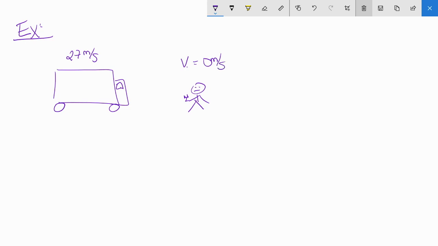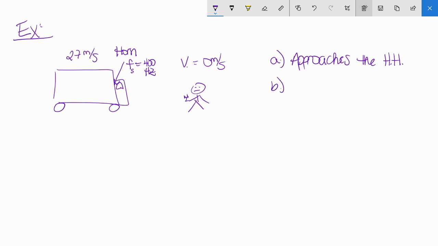Okay. The truck is not going to pick up this hitchhiker. They're kind of annoyed that this person is standing on the side of the road. So instead, they're just going to honk their horn. Okay, so they're blasting their horn. And that horn is blasting at a frequency of 400 hertz. Okay, and this is the source, by the way. Okay, so you have two parts to this question. What does the hitchhiker hear as the truck approaches the hitchhiker? And what does the hitchhiker hear as the truck passes the hitchhiker?